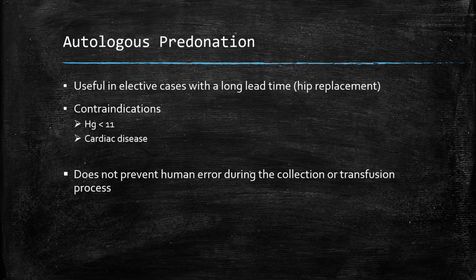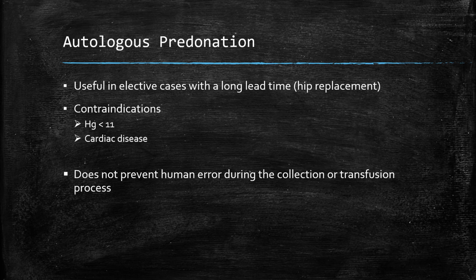One alternative to using banked blood is to pre-donate a unit of your own blood for use in your own elective surgical procedure. This is most commonly done in orthopedics, in particular operations like hip replacement, which have a very long lead time. In other words, they're often scheduled many months in advance, and this allows a patient time to do the pre-donation. We typically don't see this in general surgery at all, since most of our surgeries only have a couple of weeks lead time before they get done.